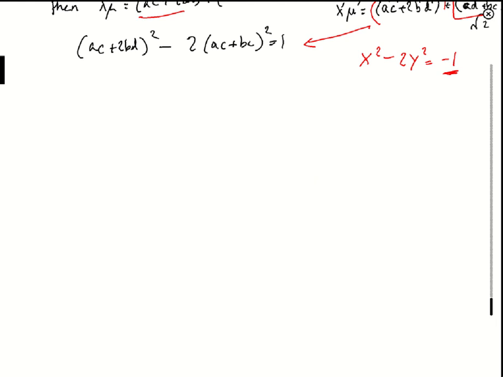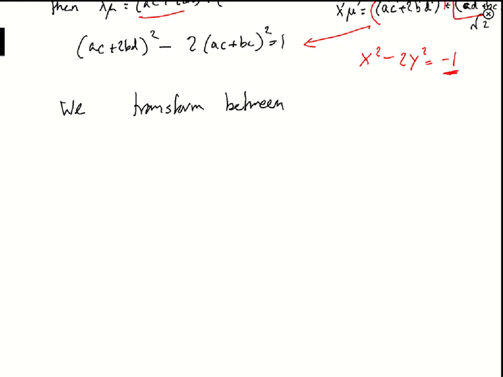Right. So what do we do? Well, actually, what we do is we say, well, look, there is a relationship between the two equations. So can we do a transformation? And the answer is yes, we can. We can transform between these and these. And how do we do it? We do it like this.